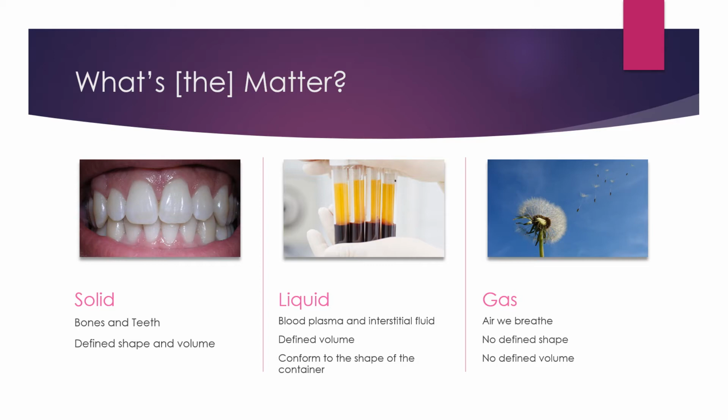So in our body, solids, there's bones and teeth, define shape and define volume. Liquid, like blood, plasma, or interstitial fluid, define volume but conforms to the shape of its container. And then gas, the air you breathe, no defined shape, no defined volume.